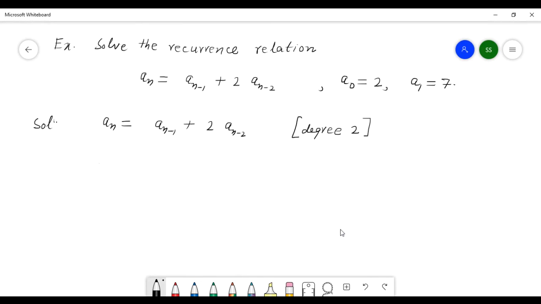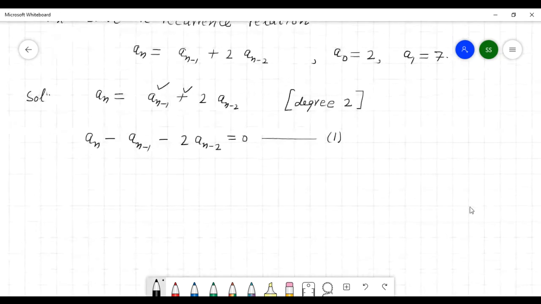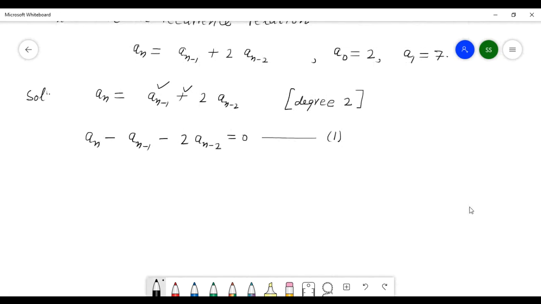First you look here. Take a_n minus 2 on the left side: a_n minus a_(n-1) minus 2 a_(n-2) equals 0. Right side is 0. This is equation 1. I am taking this equation. After that, as I told you last lecture, this is of degree 2.